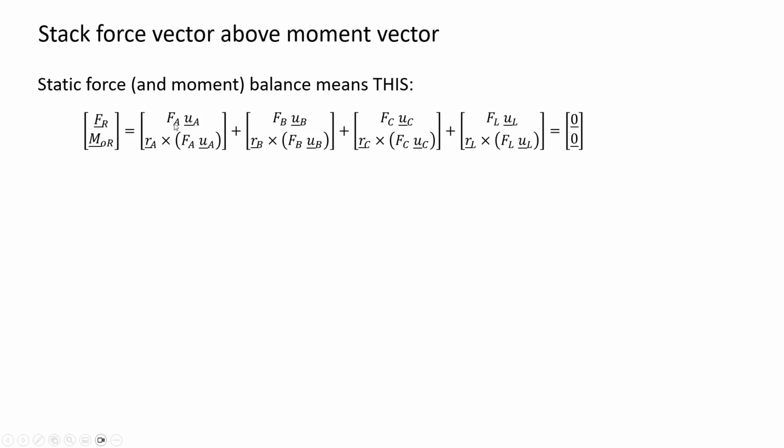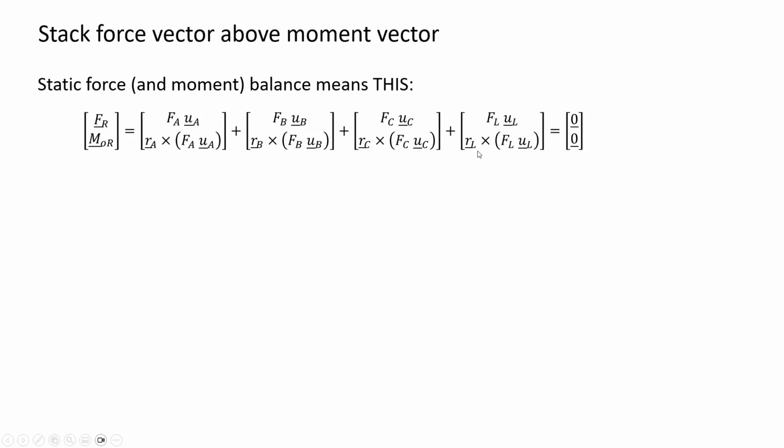So I've got my force scalar times my unit vector, force times unit vector, force times unit vector, force times unit vector. So that's a force, that's a force, that's a force, that's a force. Sum those up, that resultant should be 0. And then I've got the moment, this is about the origin. I've got the moment of the force, plus a moment of the force, plus a moment of the force, plus a moment of the force. So the resultant of all those moments should be 0 or vanish.